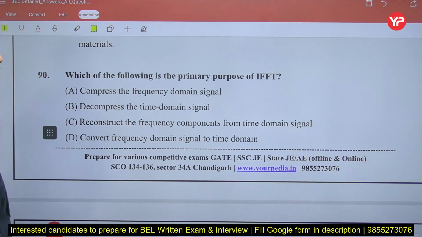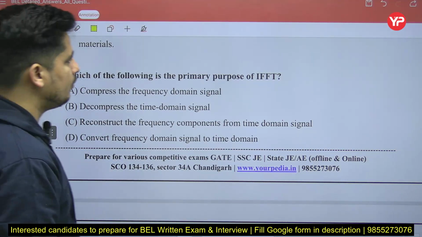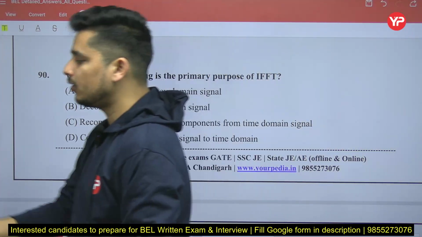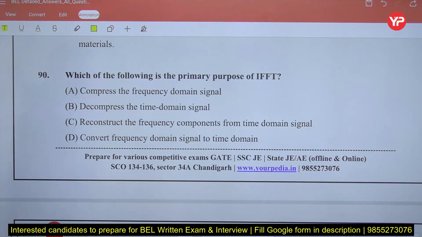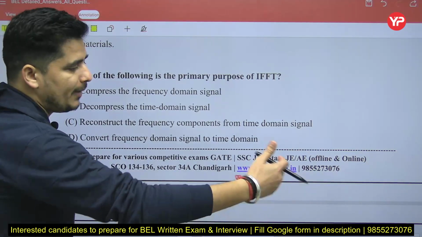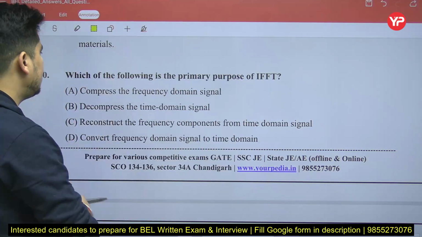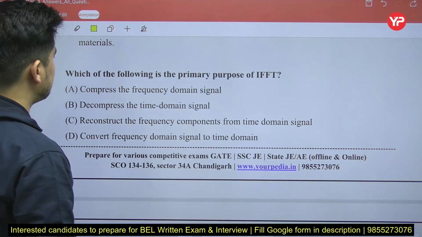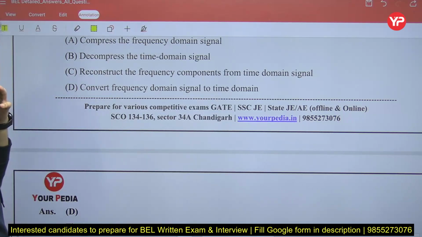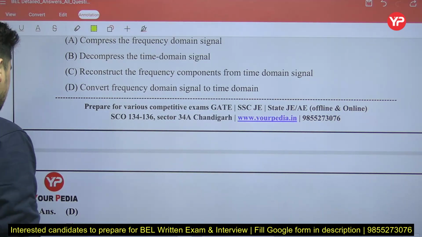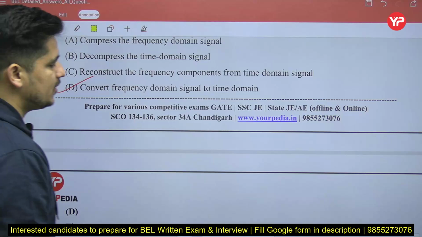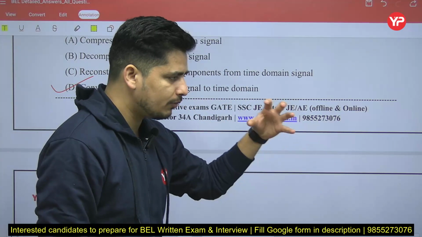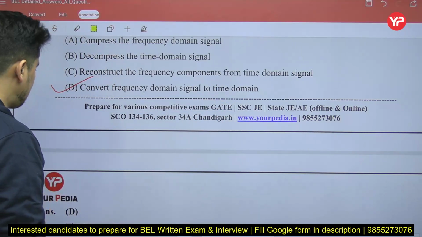Which of the following is the primary purpose of inverse FFT? Inverse FFT means whenever you have a DFT signal, you are calculating the inverse of that signal. So to come back from the frequency domain to the time domain: convert the frequency domain signal into the time domain signal. Basically IFFT means you are going from the frequency domain back into the time domain.